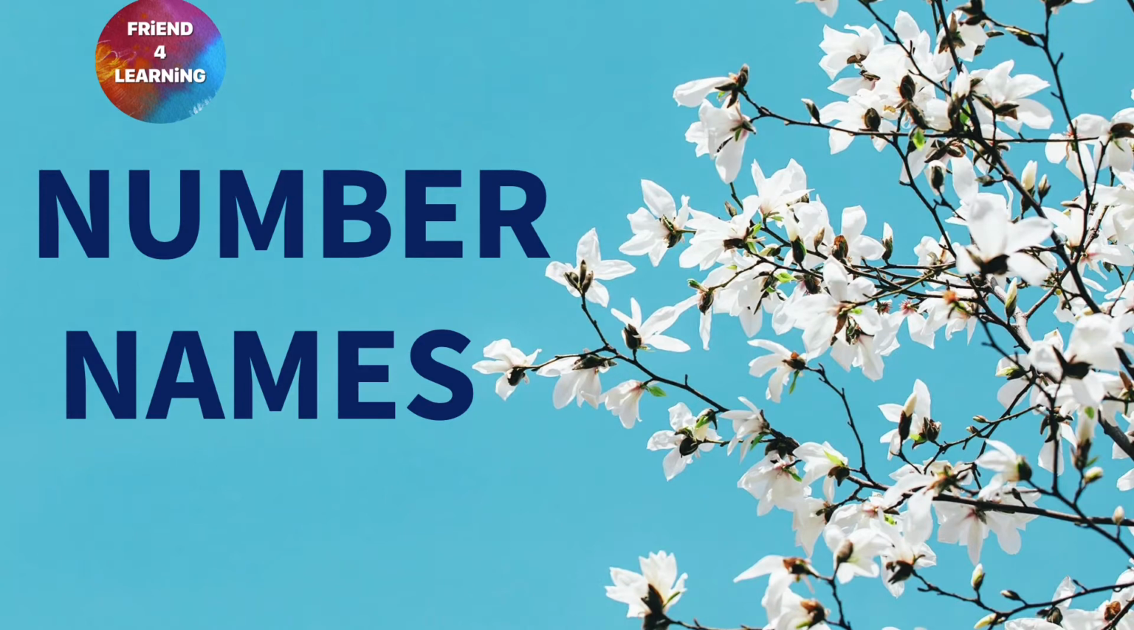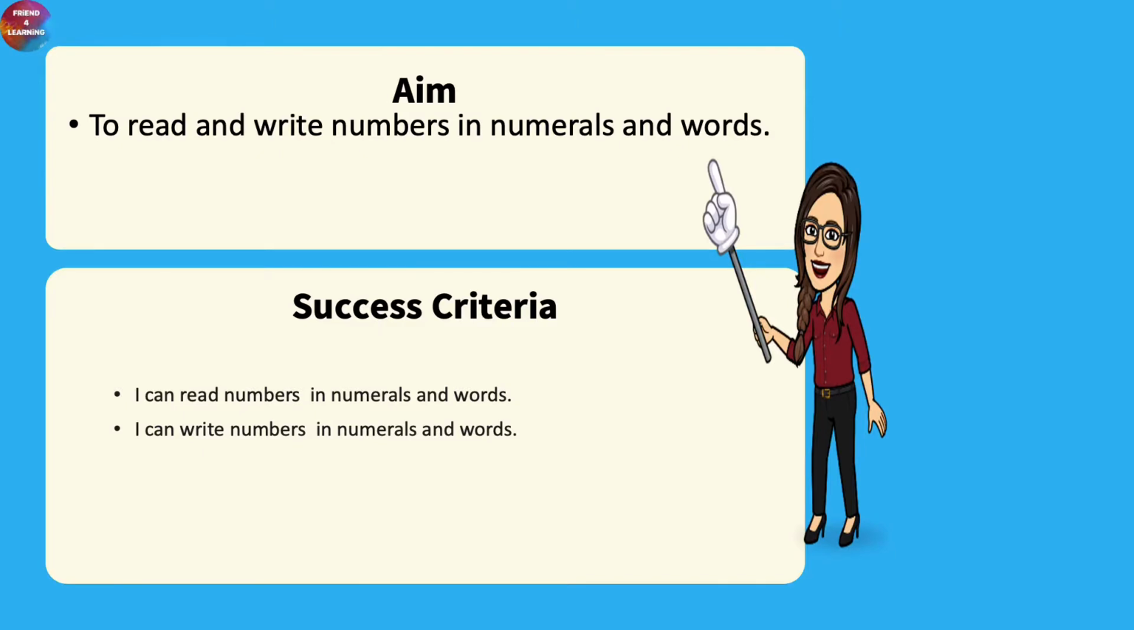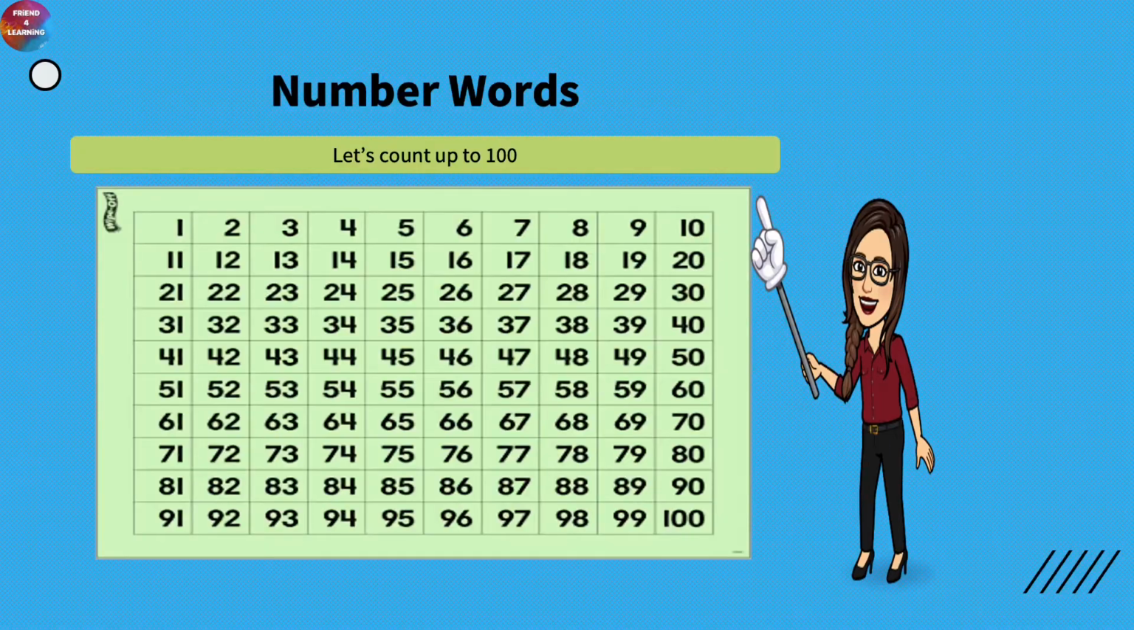Today our lesson is about number names. The aim of this lesson is to read and write the numbers in numerals and words, and the success criteria is you will be able to read the numbers in numerals and words, and you will be able to write numbers in numerals and words.